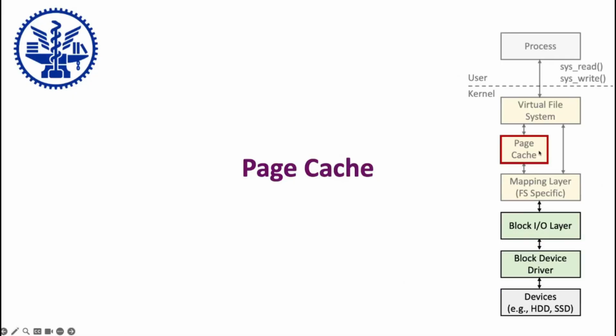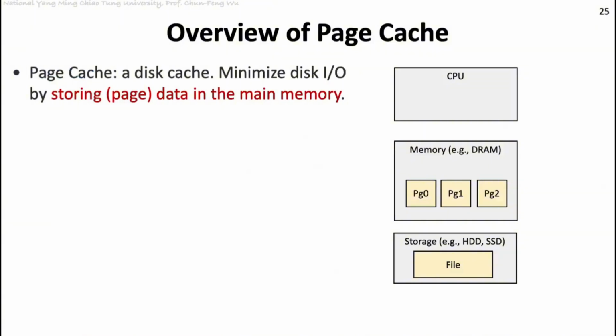When you read a data block from the storage into memory, you should put it into the page cache. So the maintenance of the page cache is quite important. A page cache is a disk cache. It minimizes disk I/O by storing data in main memory. This is the file in the storage device, and this is the memory. In current Linux systems, the memory is managed at the page level, but in storage it is at the block level. So there is a translation between the block and the file.